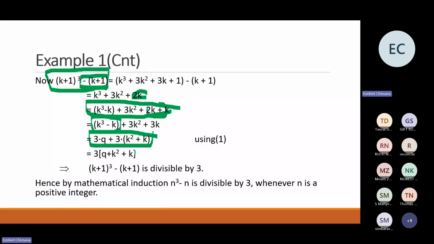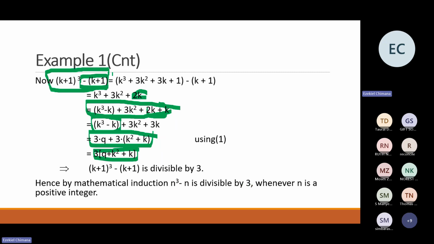Then if you look at this one, it is something of 3r, which means it can be divisible by 3, right? So if you managed to show that when I put n as k plus 1, the result can be divisible by 3, hence the given statement is divisible by 3. So hence by mathematical induction, n cubed minus n is divisible by 3 whenever n is a positive integer.